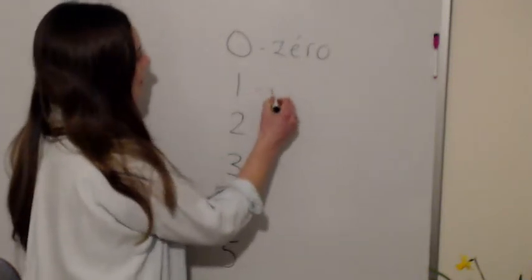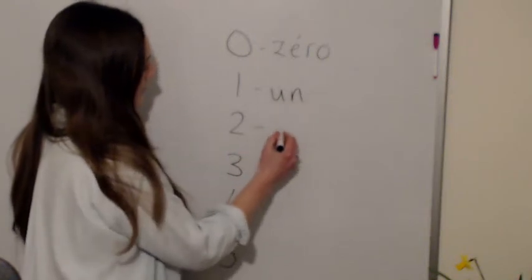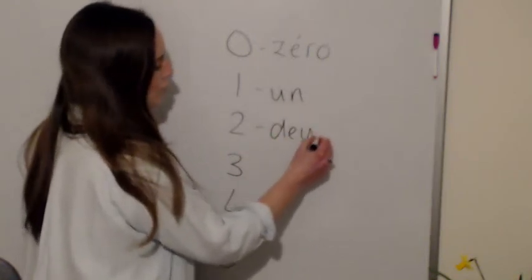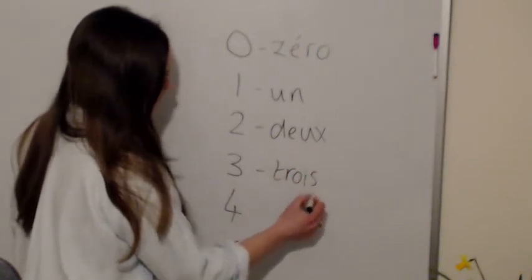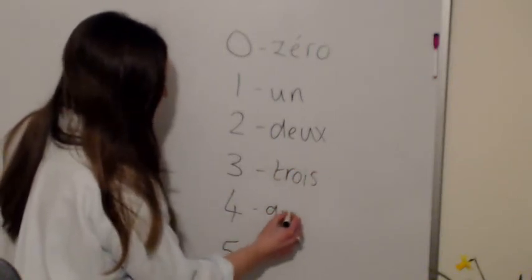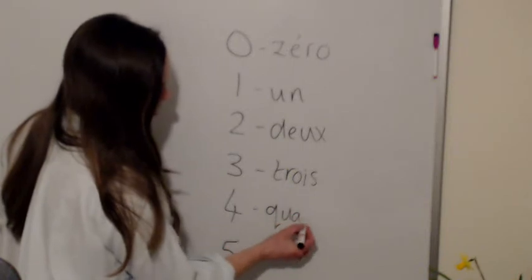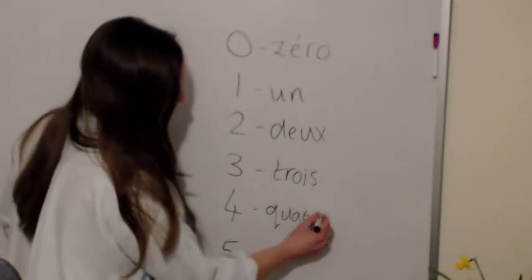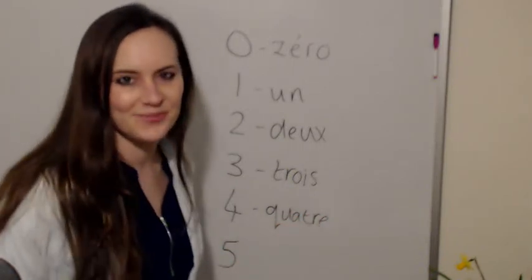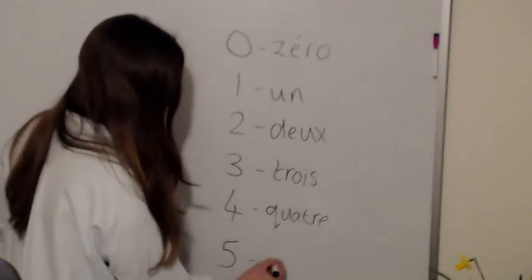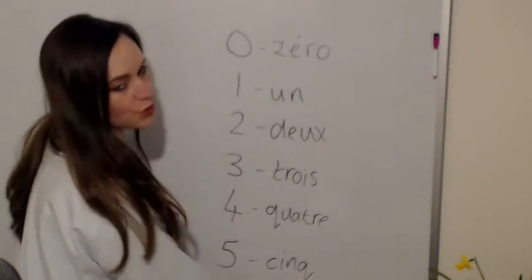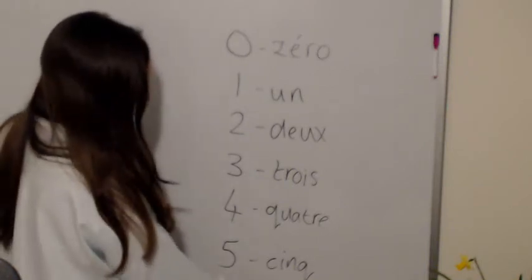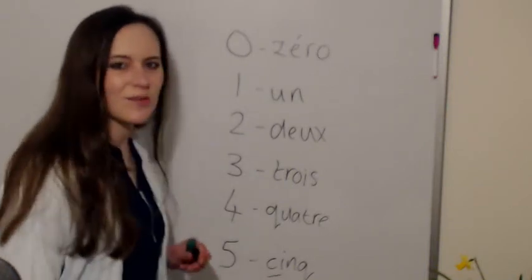Zéro. 1, 2, 3, 4. Oh, that's a Q and a U there. 4, et 5. C-I-N-Q. 5. So, why doesn't it start with an S?